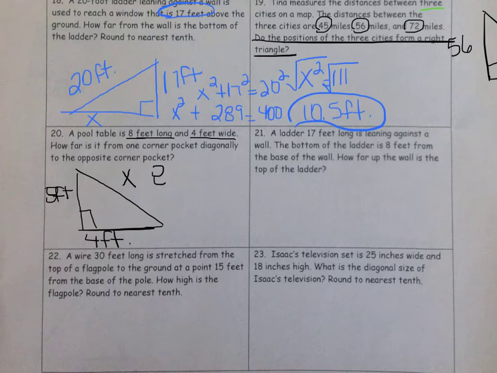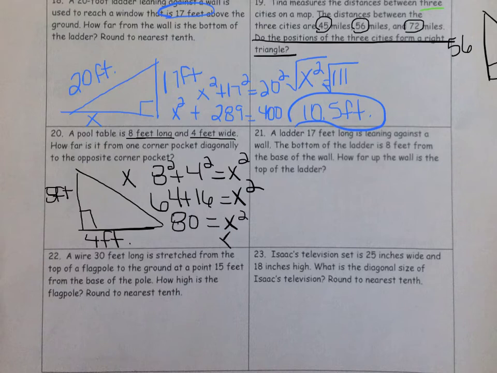My equation is now 8 squared plus 4 squared equals x squared. 64 plus 16 equals x squared. 80 equals x squared. The square root of 80 is 8.9 feet.